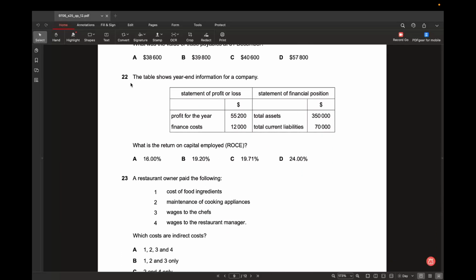Question 22. The table shows year-end information for a company, statement of profit or loss and statement of financial position. Profit for the year 55,200, finance cost 12,000, total assets 350,000, and total current liability is 70,000. What is the return on capital employed? So we need to calculate that.